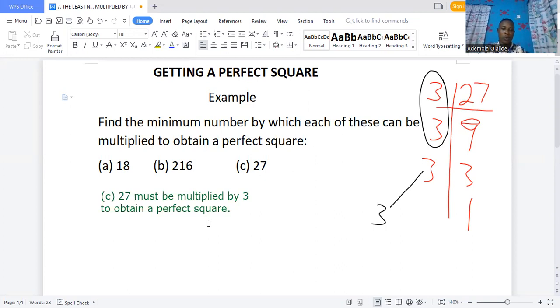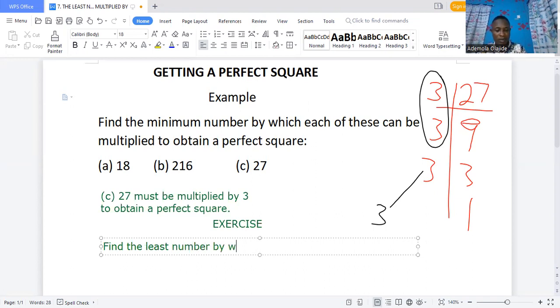So we'll quickly take this exercise. Find the least number by which 48 can be multiplied to get a perfect square.